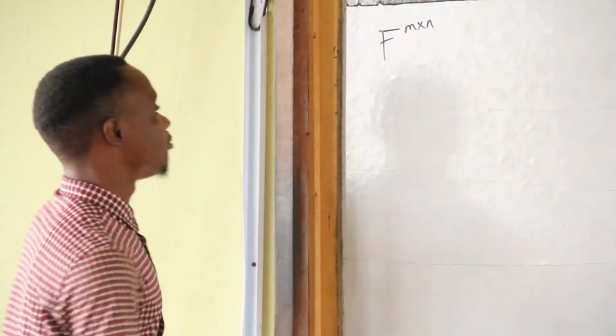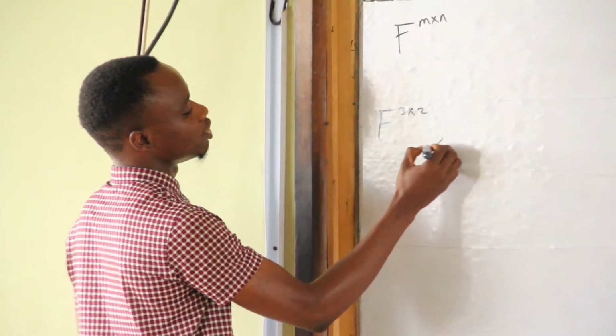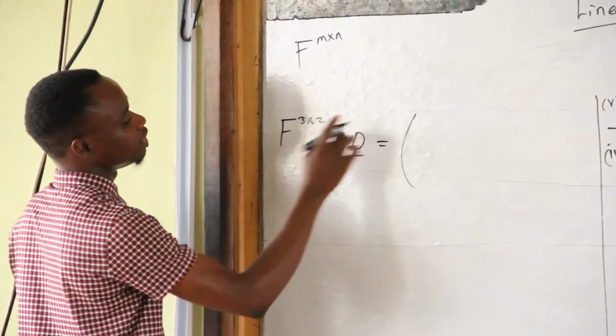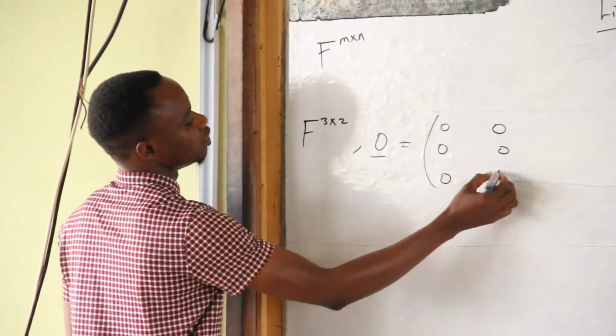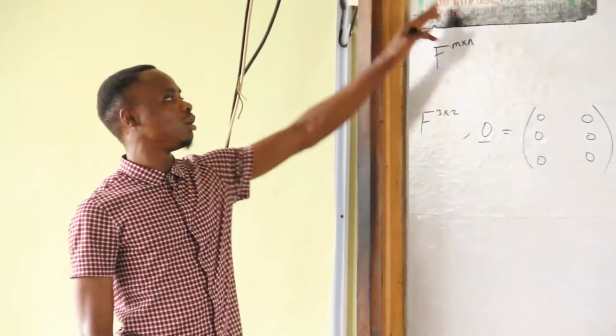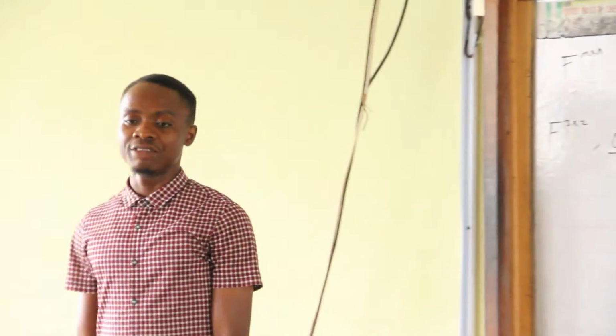It also has a 0 element. For instance, if you take 3 by 2, that is its own 0 element. In this case you have 3 rows and 2 columns, so you're going to have 0, 0, 0, 0, 0, 0. Is it clear? This is its own 0 element. So for all matrices of order m by n, you're going to have a linear vector space. They constitute a linear vector space.